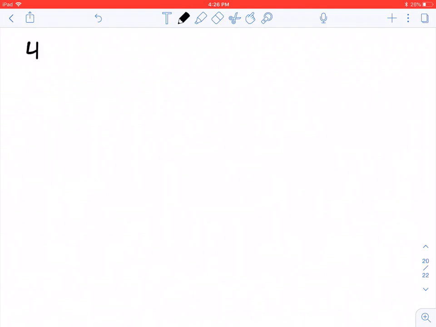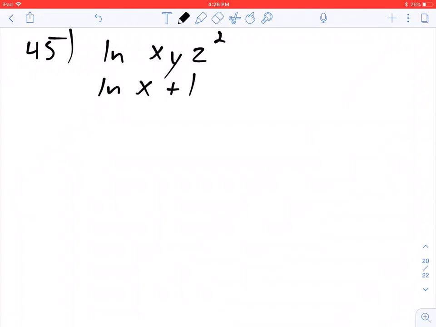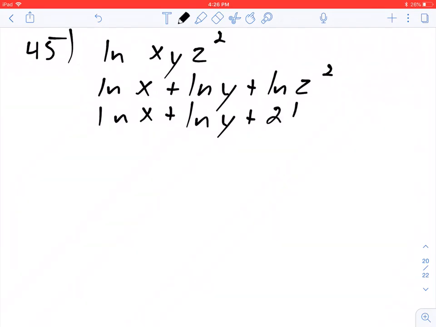Moving on to number 45. 45 is natural log of x, y, z to the second. Those are products, so all of those can be split using the product property into natural log of x plus natural log of y plus natural log of z to the second. And then the power property can be utilized to bring down the 2 in front of the natural log. So there's our final answer, natural log of x plus natural log of y plus 2 natural log of z.